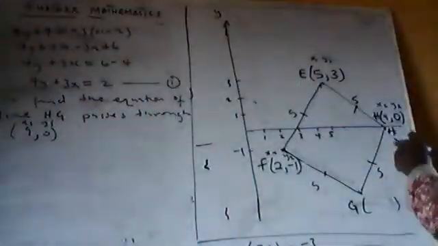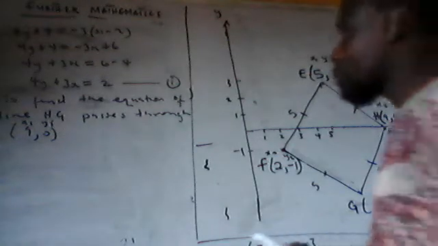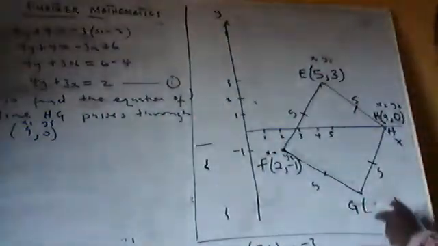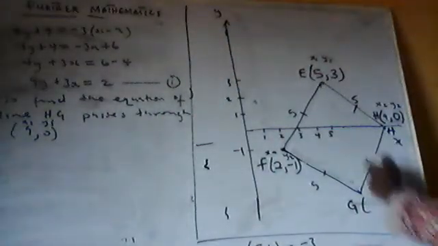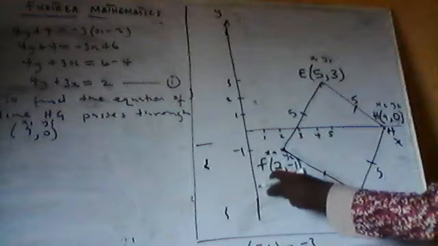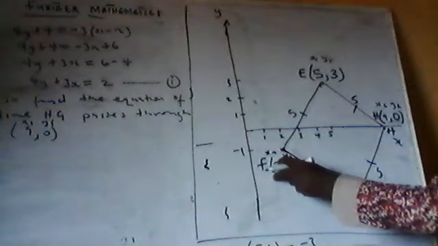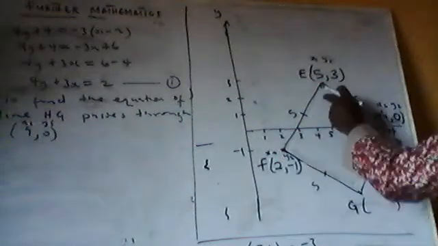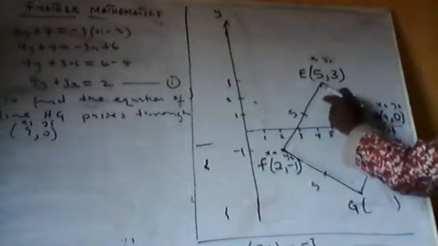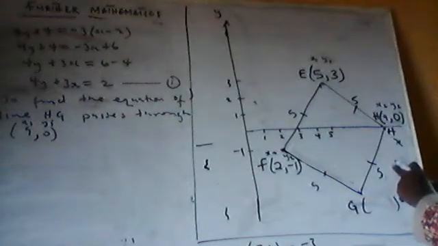Then the gradient of HG. How can we find the gradient of HG? Good. To find the gradient of HG now, you cannot find it because G is unknown. Then HG is parallel to what? EF. Parallel to what? EF. Good. And if you can find the gradient of EF, then it is the same thing as the gradient of what? HG.